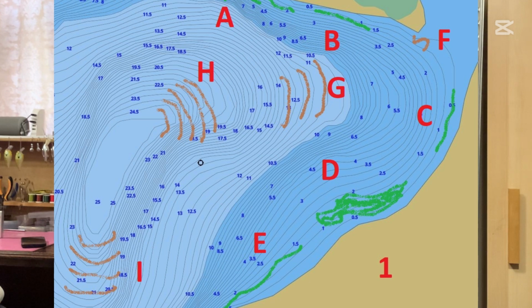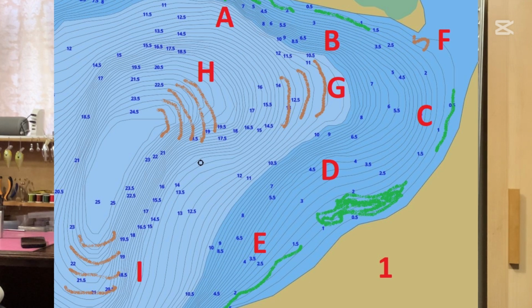And I can start having a look around areas G, H, and I. Now, G, H, and I are all centered around an area of deeper water, and as we discussed, the deep water is the home of the fish. It's where they live, and on this particular lake, the deep water in area 1 is not far from the shallow water. So fish do not have to travel far up to the shallows to spawn and feed.